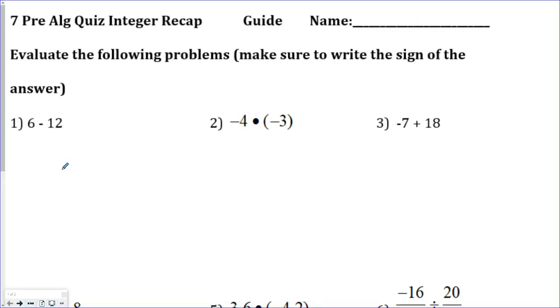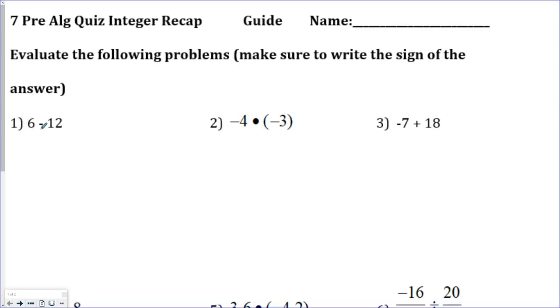So we're going to be looking at the quiz guide for the integer quiz for 7th grade. It's going to be a lot about just basic operations with negatives and positives, also throwing in some decimals and fractions there. So the first problem we have here, 6 minus 12.